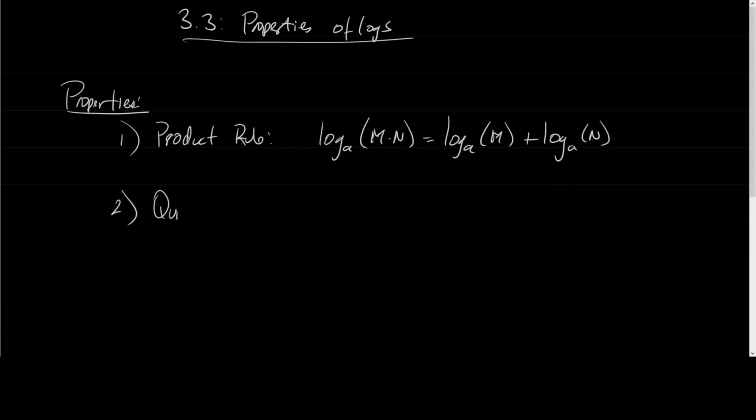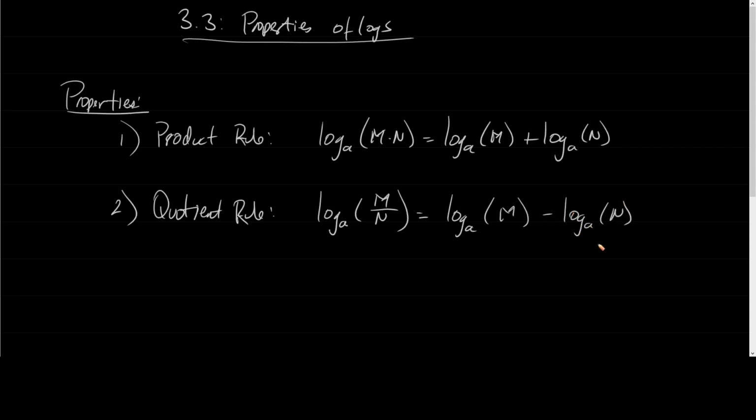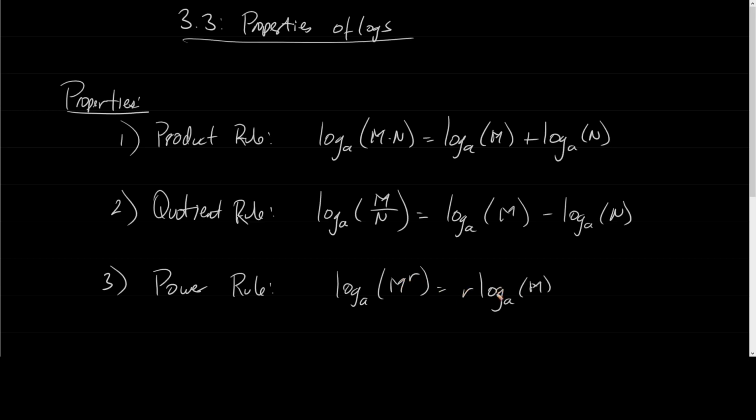We've got the quotient rule. The quotient rule says that if I've got log base a of a quotient, so m over n, that's going to be log base a of m minus log base a of n. And lastly, we have the power rule. The power rule says that if I have log base a of m to the r, that's equal to r log base a of m.